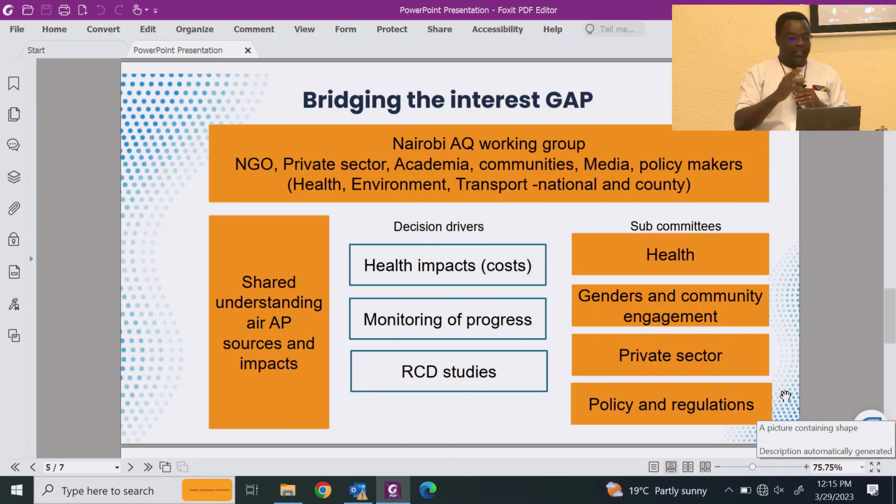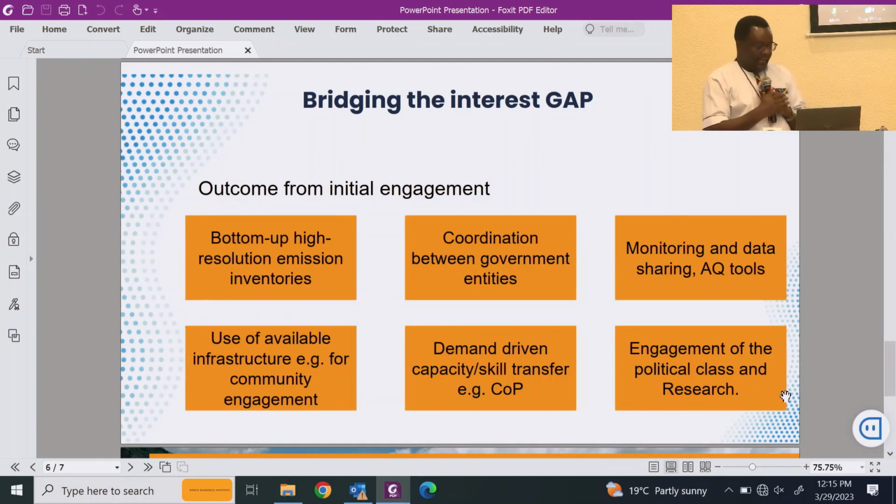And one of the requests they did put forward is a harmonization between the county level and the national level requirement for air pollution. And I think that is an area that we will be looking for partners to work with on. And then we have a policy and regulatory subcommittee.